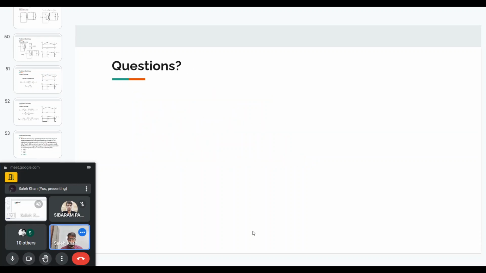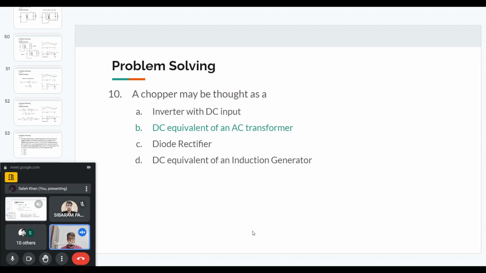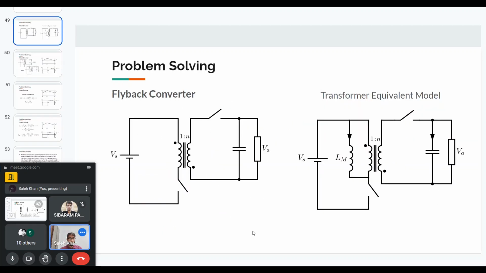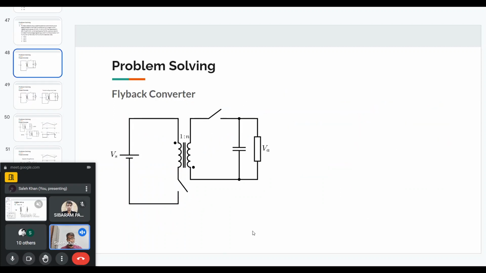So I could not go into details about the isolated converters, but I can just briefly talk about why we require isolation. There are a number of reasons why we require isolation. Flyback is one of the basic isolated converters, but we require isolation for a few reasons. One can be for safety purposes.